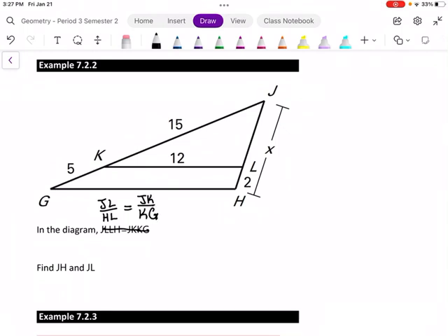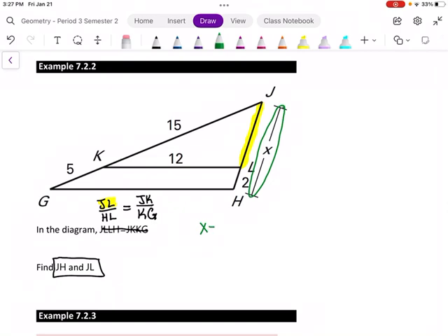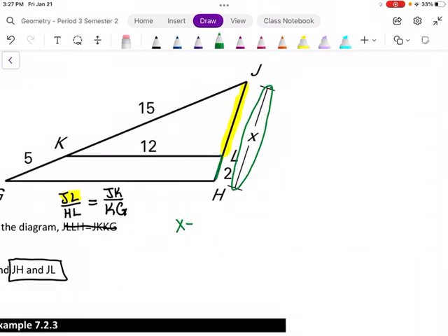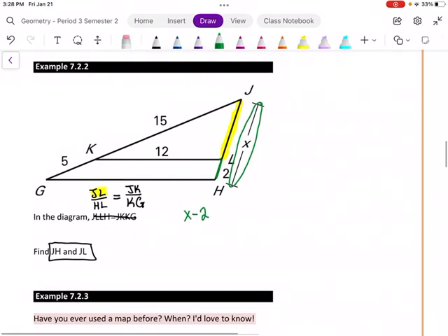So using that information, they want us to find JH and JL. So we're going to find out what these are all equal to. So JL is just this one small portion of this side of the triangle. So to find that, we're going to take the entire length of that side, which is X, and we're going to subtract the part we know, which is down here of 2. So that's going to be equal to JL.